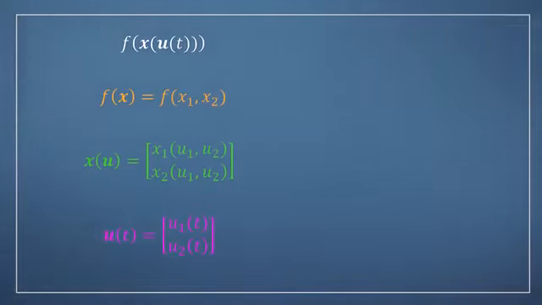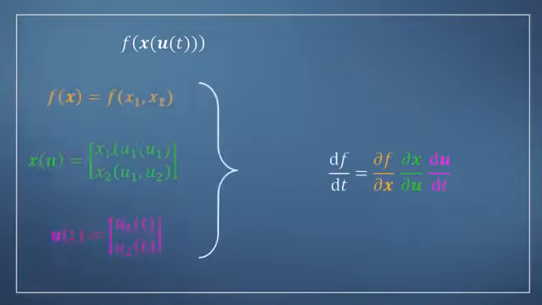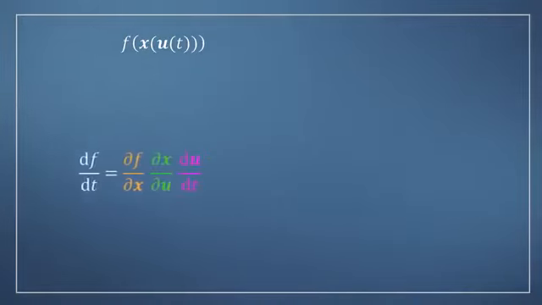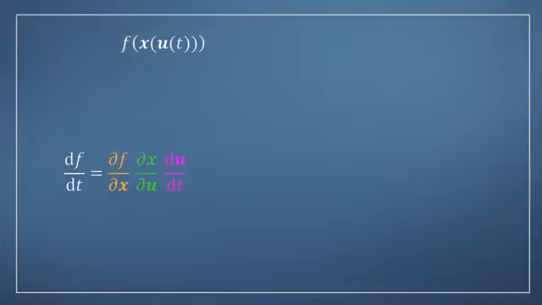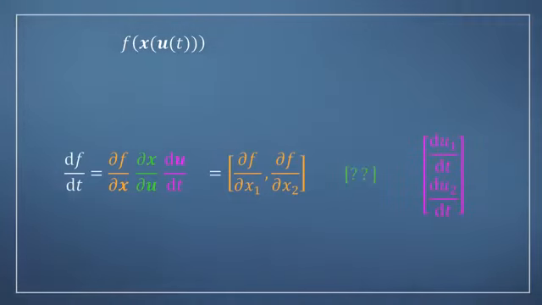If once again we'd like to know the derivative of f with respect to t, we can essentially write the same expression as the univariate case, except that now several of our terms are in bold. We've already seen that differentiating the scalar-valued function f with respect to its input vector x gives us the Jacobian row vector. We've also seen that differentiating the vector-valued function u with respect to the scalar variable t gives us a column vector of derivatives. But what about the middle term, dx by du?